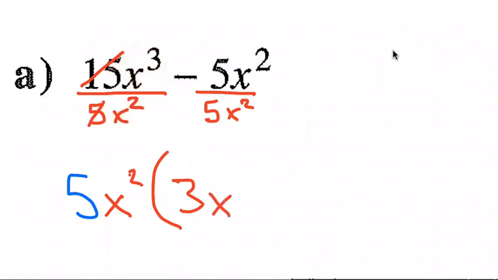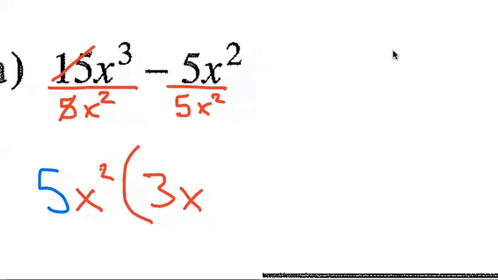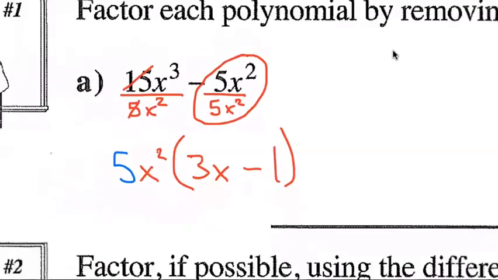Okay. Sorry, I changed colors there, I realized that. And then of course, remember when you're dividing, it doesn't completely just disappear. 5x squared divided by 5x squared, anything divided by itself is 1. So you have to have that 1 there. Right? So there's that one factored.